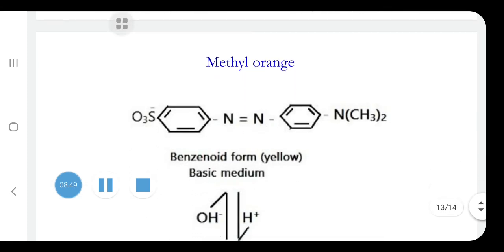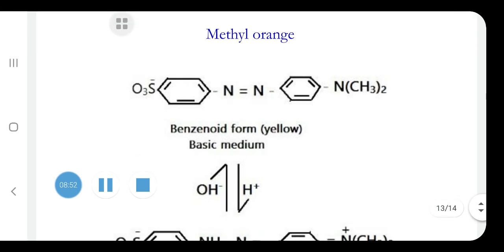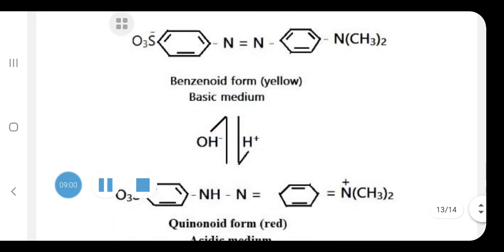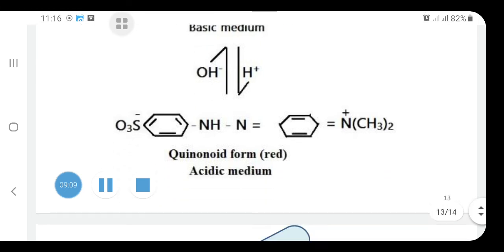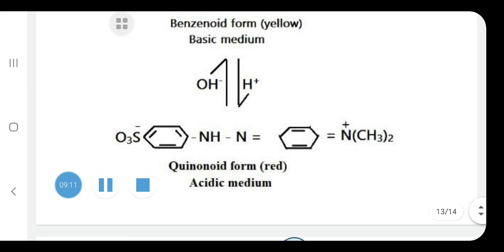Your next example is methyl orange. This methyl orange basically exists as yellow in color, in benzenoid form, in basic pH. When we start adding the acidic solution into this, when the pH is shifting from the alkaline to the acidic side, the benzenoid form of methyl orange tautomerizes to the quininoid form, and this tautomerization is seen by a change in color from yellow to red, indicating that the endpoint has been reached. This red quininoid form exists preferably in acidic media.